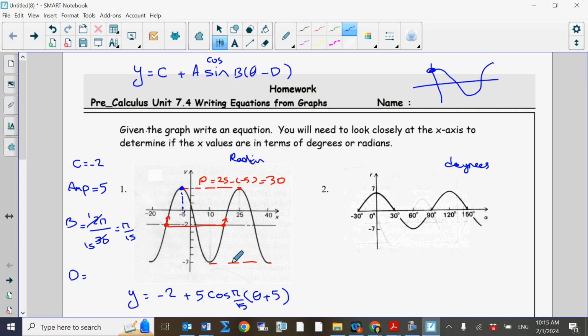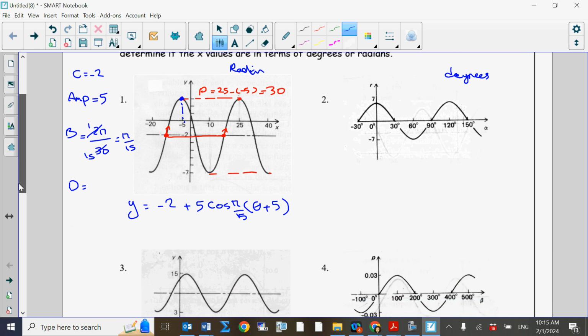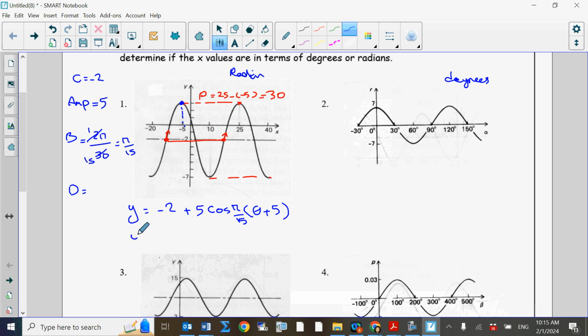So this is the equation of the function. What if you wanted to write a sine function for this graph? Then you could write y equal to -2 plus 5. Everything is the same, and the period value is also the same. Here I write sine function, but then the start point is going to be different. What is the start point here?